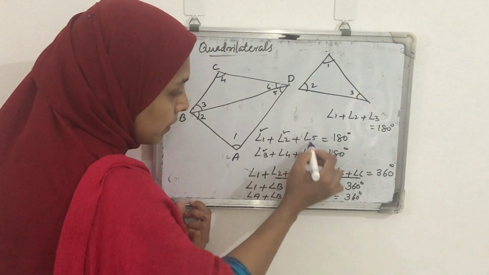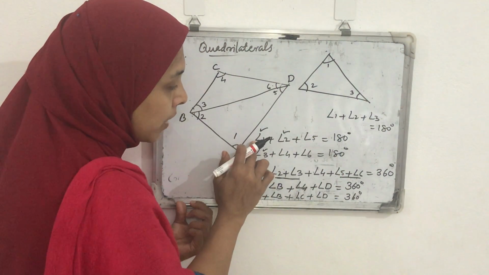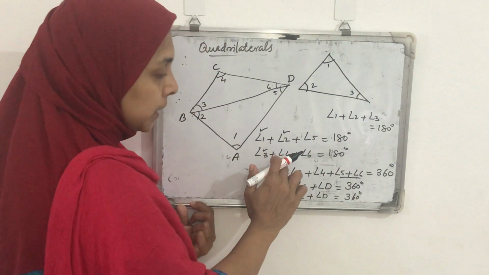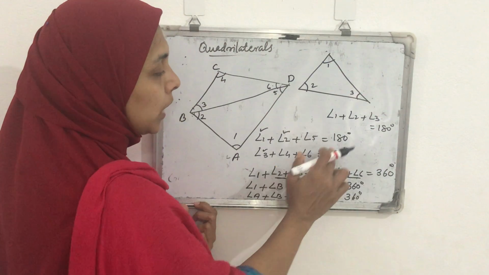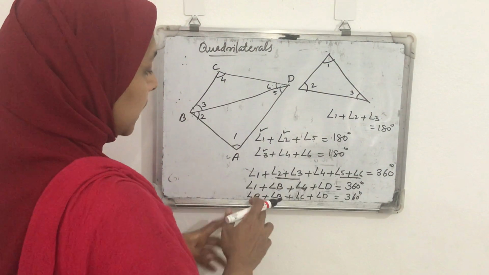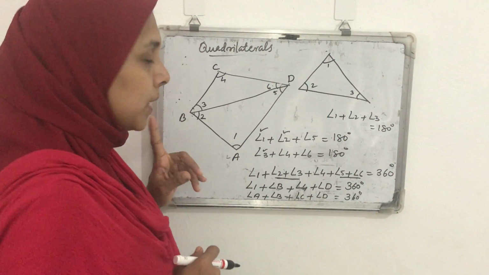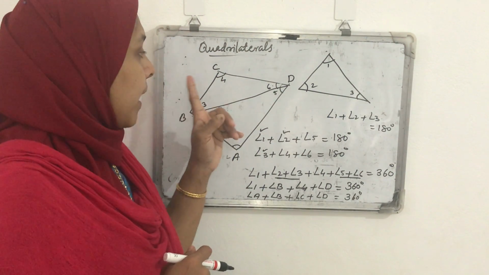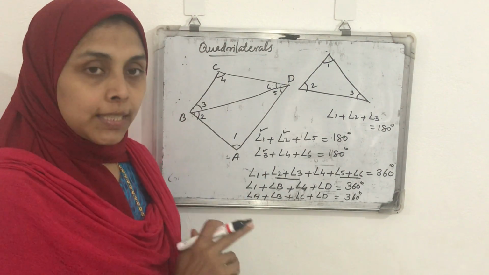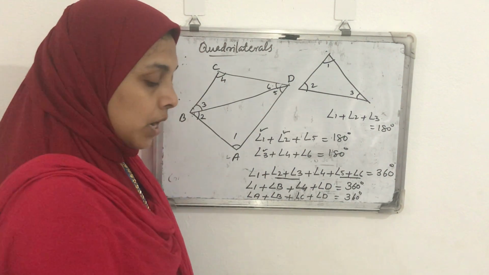Then adding the left side fully, angle 1 plus angle 2 plus angle 5 plus angle 3 plus angle 4 plus angle 6, that will be equal to 180 plus 180. Using that, we will get, finally, angle A plus angle B plus angle C plus angle D equal to 360 degrees.